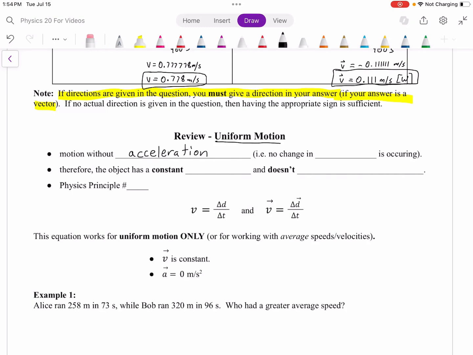And all the acceleration is, it's the rate at which velocity is changing, right? So if we don't have an acceleration, it means our velocity is not changing. And so think about what that means, right? We know that velocity is how quickly your displacement was changing, right?